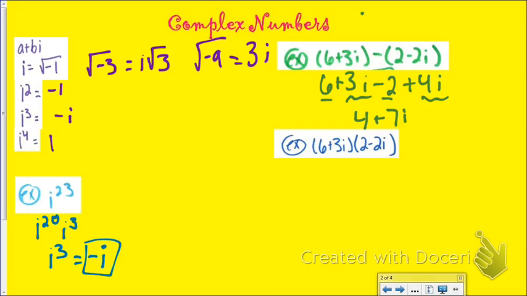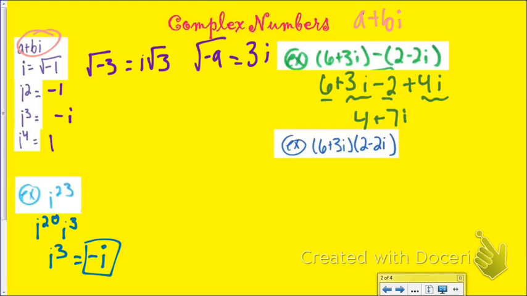You want all of your complex numbers to be written in the form of a plus bi, where a is the real part and bi is the imaginary part. That's actually what we had written over there. So a plus bi is the form we want our final answer to be written in.